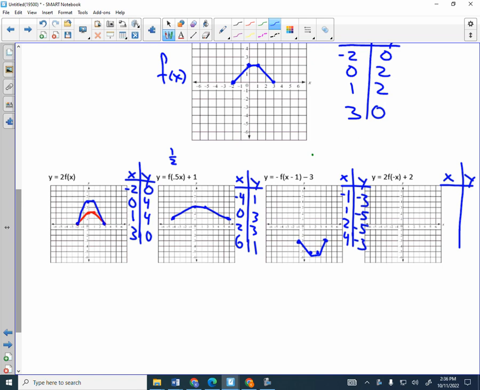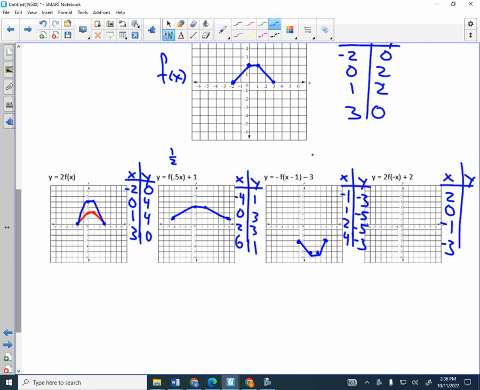We got to deal with the order of operations, so we always deal with the inside first, okay? This inside first. What's the negative going to do to it? Reflect horizontally. So does that change the x values or y values? So we're going to take all these x values, we're going to multiply by -1. So I get positive 2, I get 0, I get -1, and I get -3.